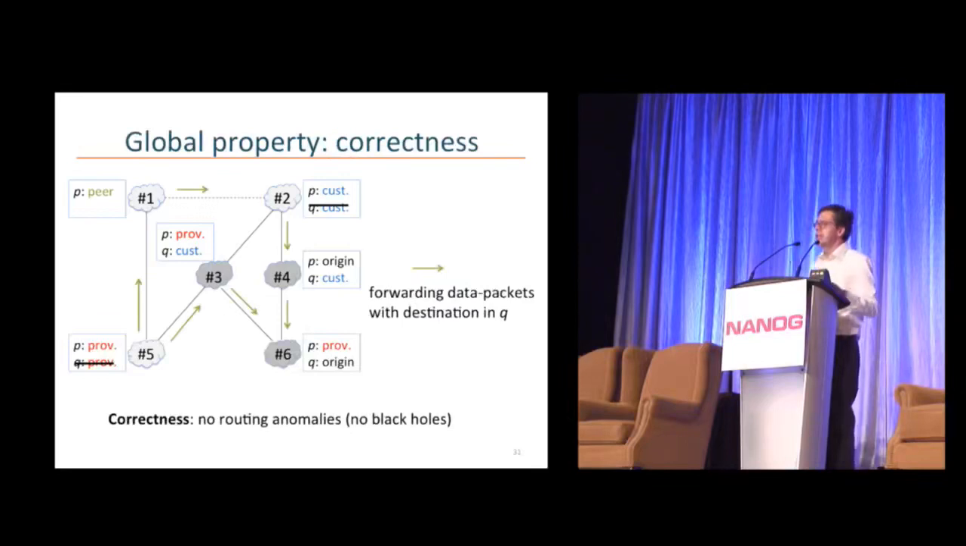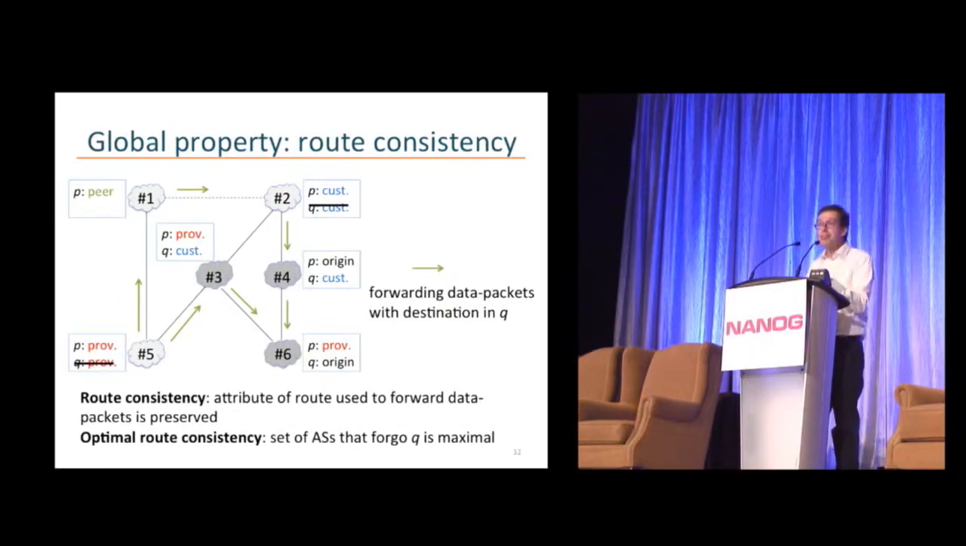I'd like to call your attention to two properties of this global state. First, it is correct. All packets are delivered to their destinations. There are no black holes. Second, the attribute of the route used to forward data packets is preserved. So, for example, you have here AS1 that before sent packets along a peer route. It still sends packets along a peer route, but now a less specific peer route. Such a state, where the attribute is preserved, is called route consistent.